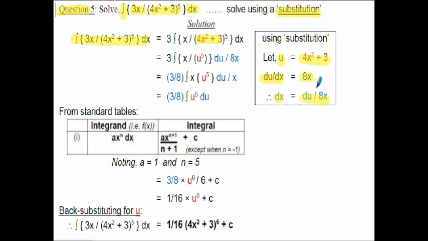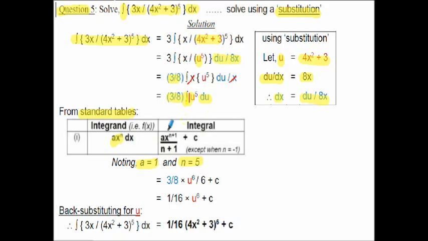We now substitute this into the equation, so the 4x squared plus 3 becomes u, so that becomes u to the power of 5, and the dx becomes du divided by 8x. What I've done on the next line is taken the 8 to the front of the integral, so I get 3 divided by 8, and then the x on the top will cancel with the x on the bottom. That leaves the expression 3 upon 8, the integral of u to the 5 with respect to u. This is a standard form in our tables of ax to the n. Again, note that there is a 1 in front of the u, so the a in this case is 1, and the n is 5.